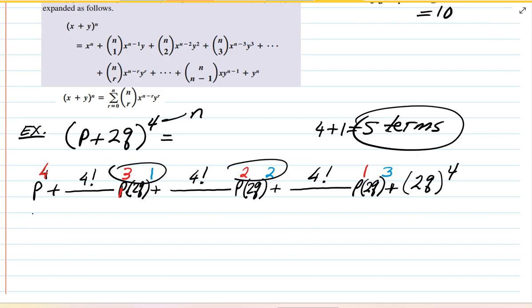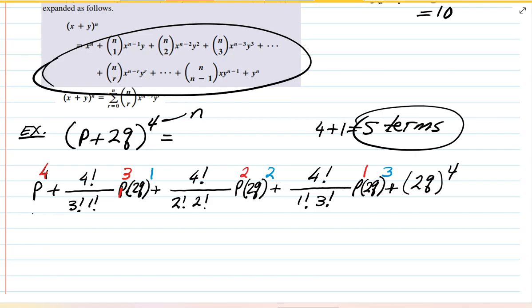Copy, paste, copy, paste, copy, paste. Make sure you factorial them. So this would be 3 factorial, 1 factorial. Next one would be 2 factorial, 2 factorial. Next one, 1 factorial, 3 factorial. And hopefully this is all good. And there's your expansion, folks. We just did this beast.